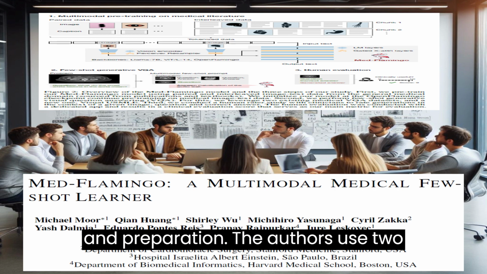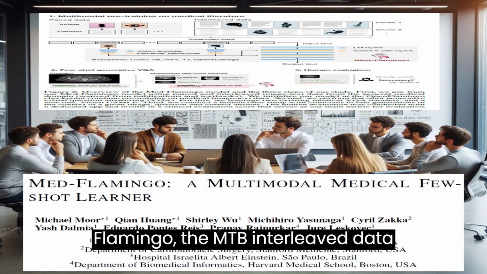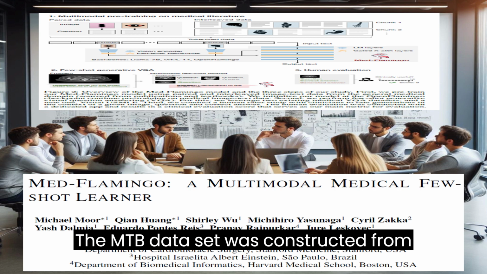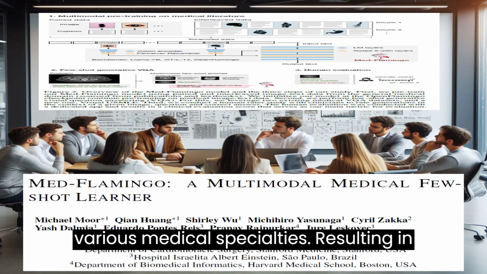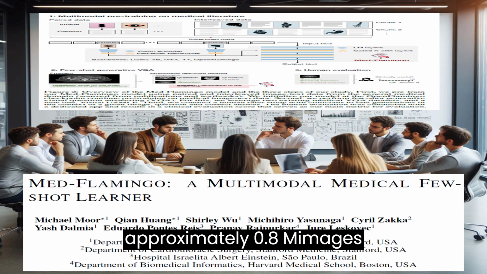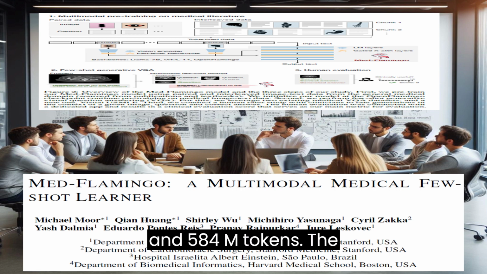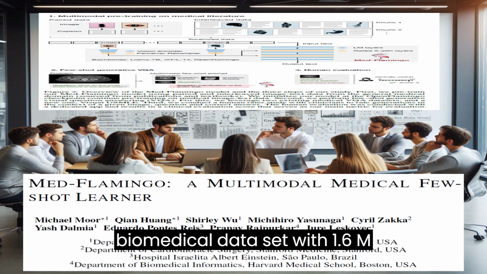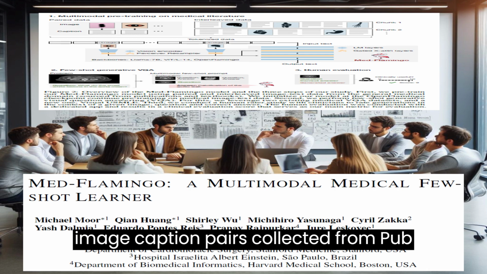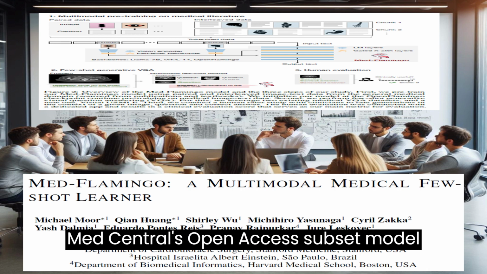Data collection and preparation. The authors used two types of datasets for pre-training Med-Flamingo: the MTB interleaved dataset, and the PMC-OA paired dataset. The MTB dataset was constructed from 4,721 textbooks from various medical specialties, resulting in approximately 0.8 M images and 584 M tokens. The PMC-OA dataset, on the other hand, is a biomedical dataset with 1.6 M image caption pairs collected from PubMed Central's open access subset.